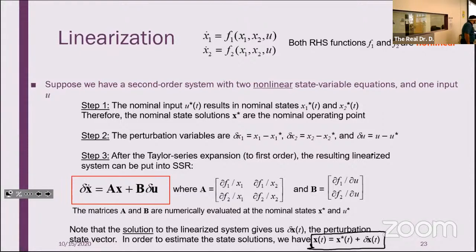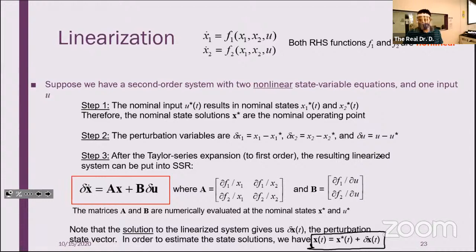Okay? A in this case is the different slopes of my lines, right? I have the slope of my line with respect to state 1, the slope of my line with respect to state 2. I have the slope of my second function with respect to state 1 and with respect to state 2. That's all well and good, right?